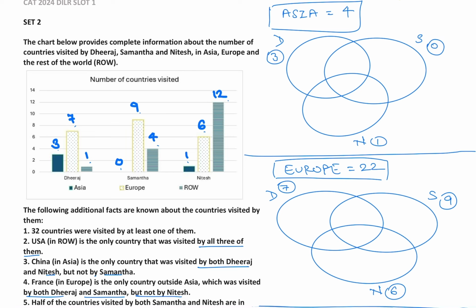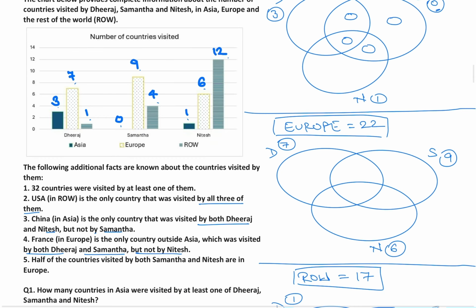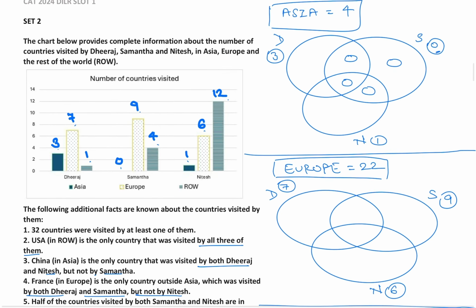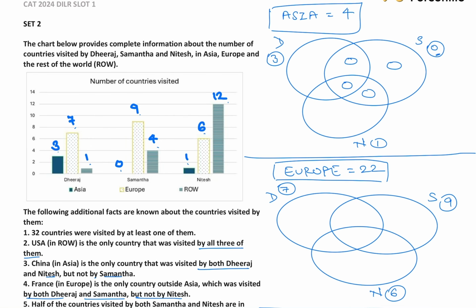If you can see from Asia, Samantha visits 0 countries. So all these values will be 0. Okay. So yeah, this piece of information we can fill from here. Now let's take data from the points that are given to us. So we have Asia first. So let's take the second point. It mentions Asia. So the third point says that China, a country from Asia, is the only country that was visited by both Dheeraj and Nitesh, but not by Samantha.